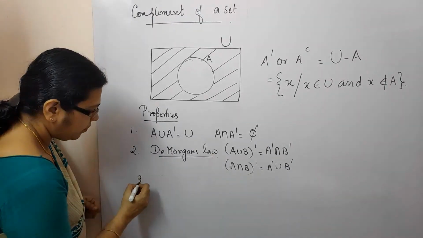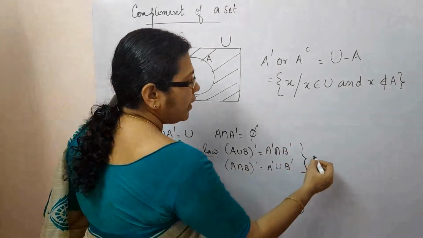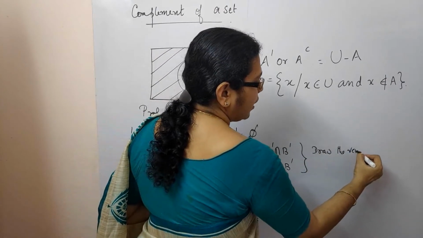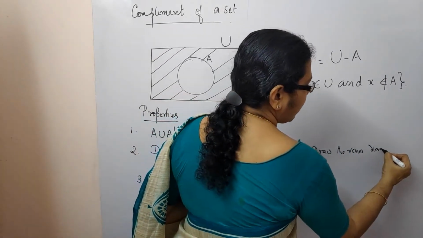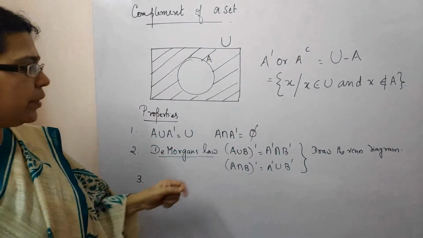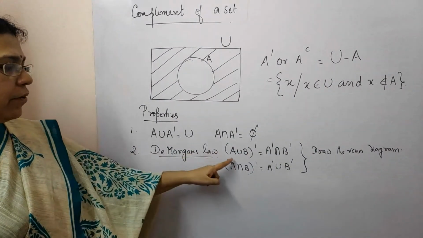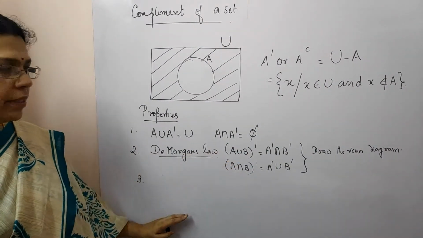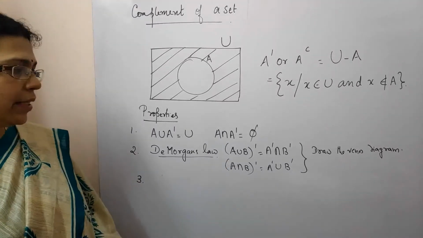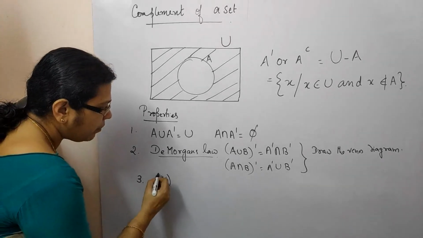Third one. Now I shall give you an assignment. Draw the Venn diagram for this and show that this is true. Draw the Venn diagram and prove that this is true. One of them I will show you after discussing the properties, and then the second one will be your assignment.